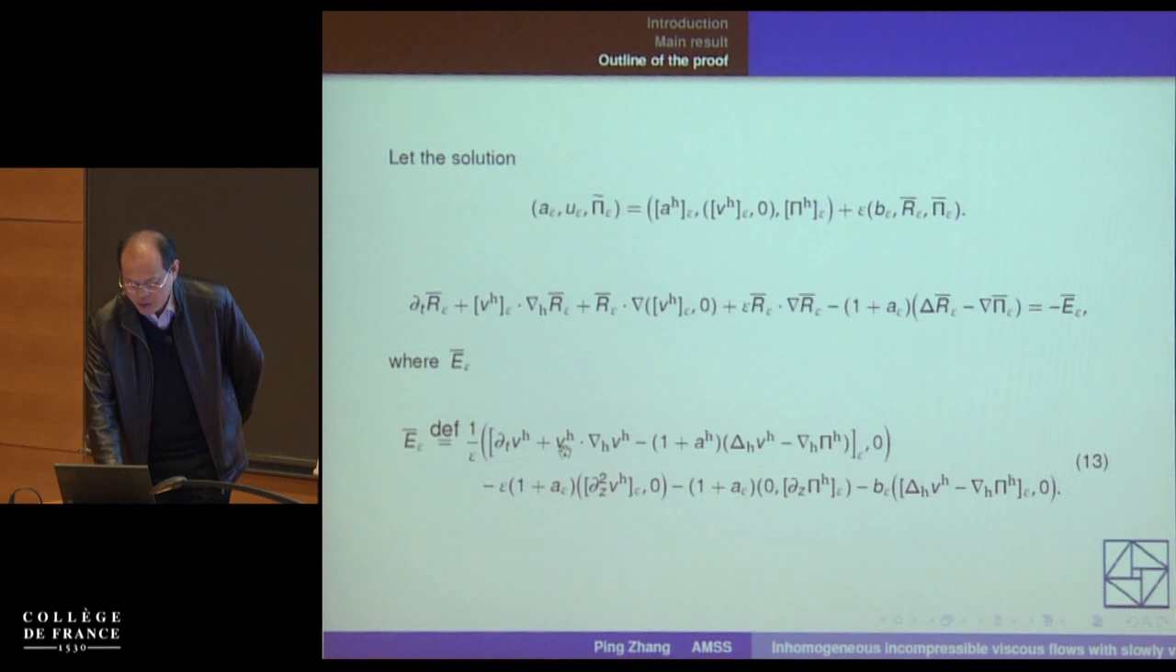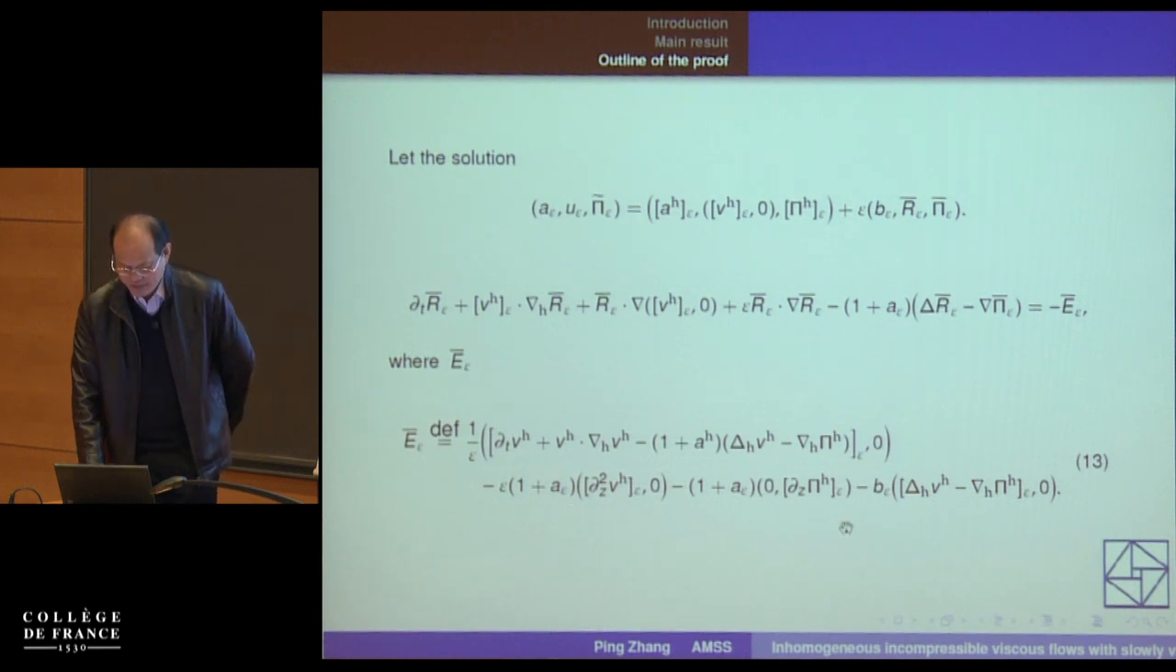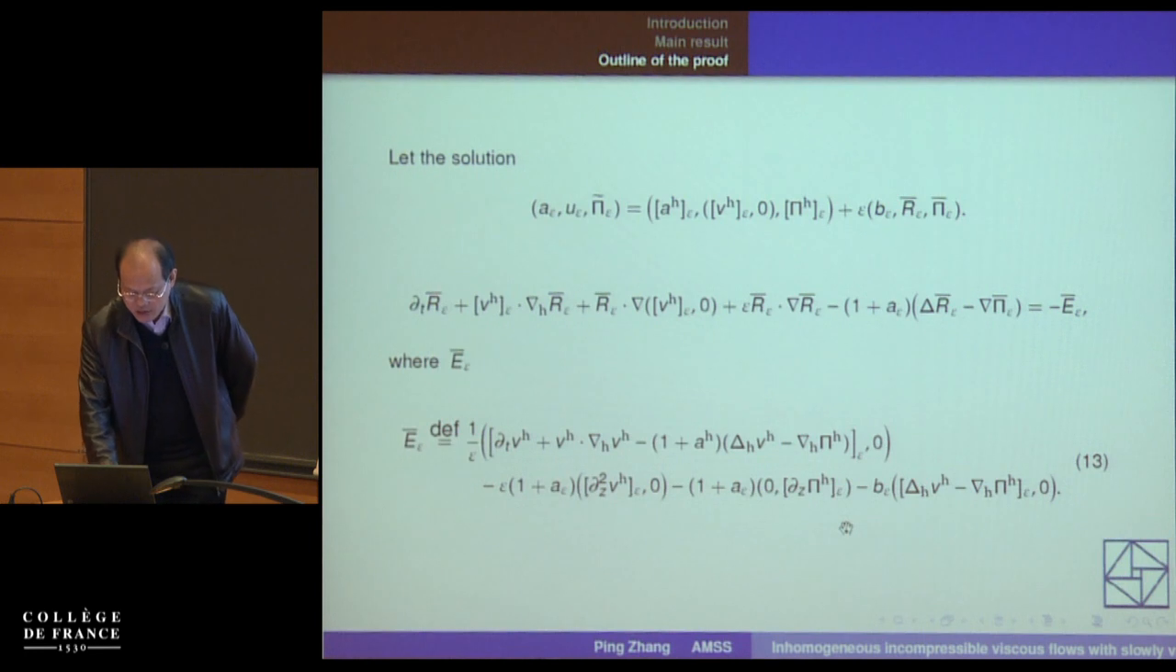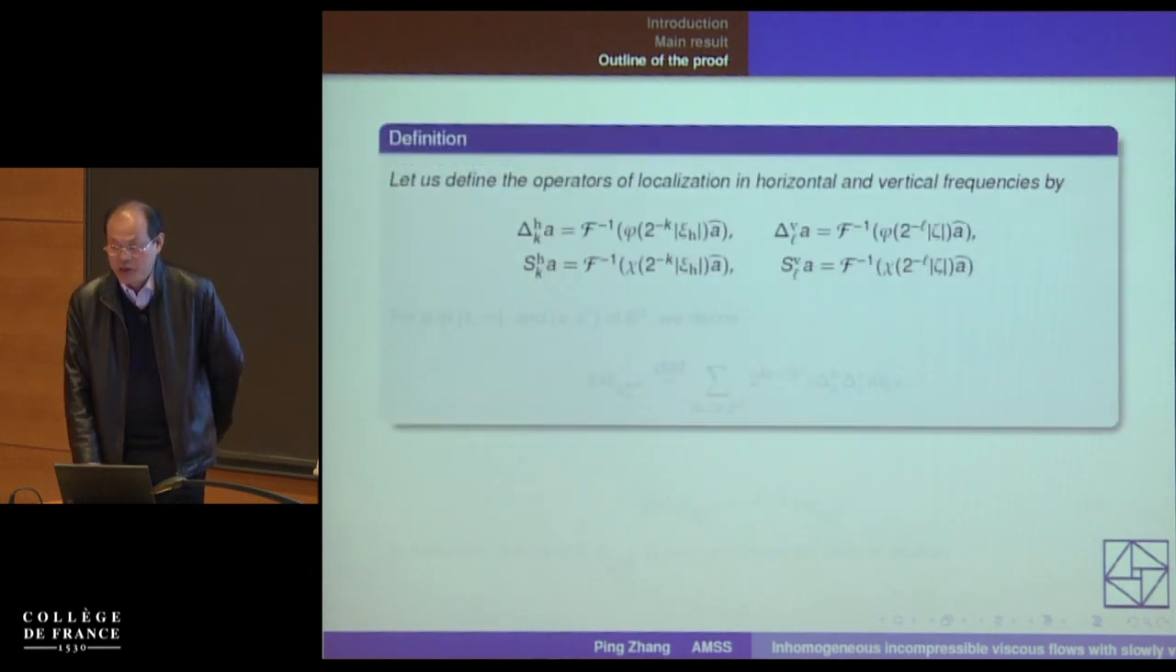Because this AH, VH, pi h satisfies this 2D inhomogeneous Navier-Stokes system, this seemingly singular term disappears. And we have the following three terms. And in fact, it turns out only this term, partial z pi h, makes trouble. So before we explain why it's trouble, let's recall the norm we are going to use in this context.